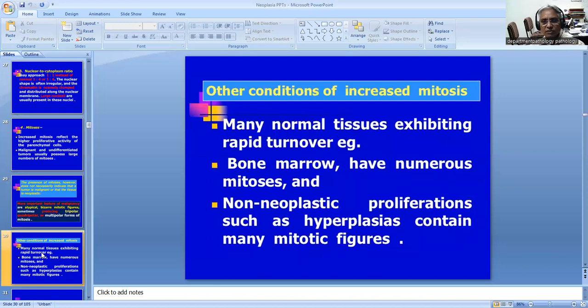As I told you, just the increased number of mitoses, you cannot label a cell as malignant or neoplastic. So what are the conditions in which you will find normally increased mitosis? Many normal tissues exhibiting rapid turnover, for example bone marrow, have numerous mitoses, but these mitoses are not abnormal. And the second example is non-neoplastic proliferation. In that also you will find increased mitosis, such as in hyperplasia, where you will find more mitotic figures, but these cells are not malignant.